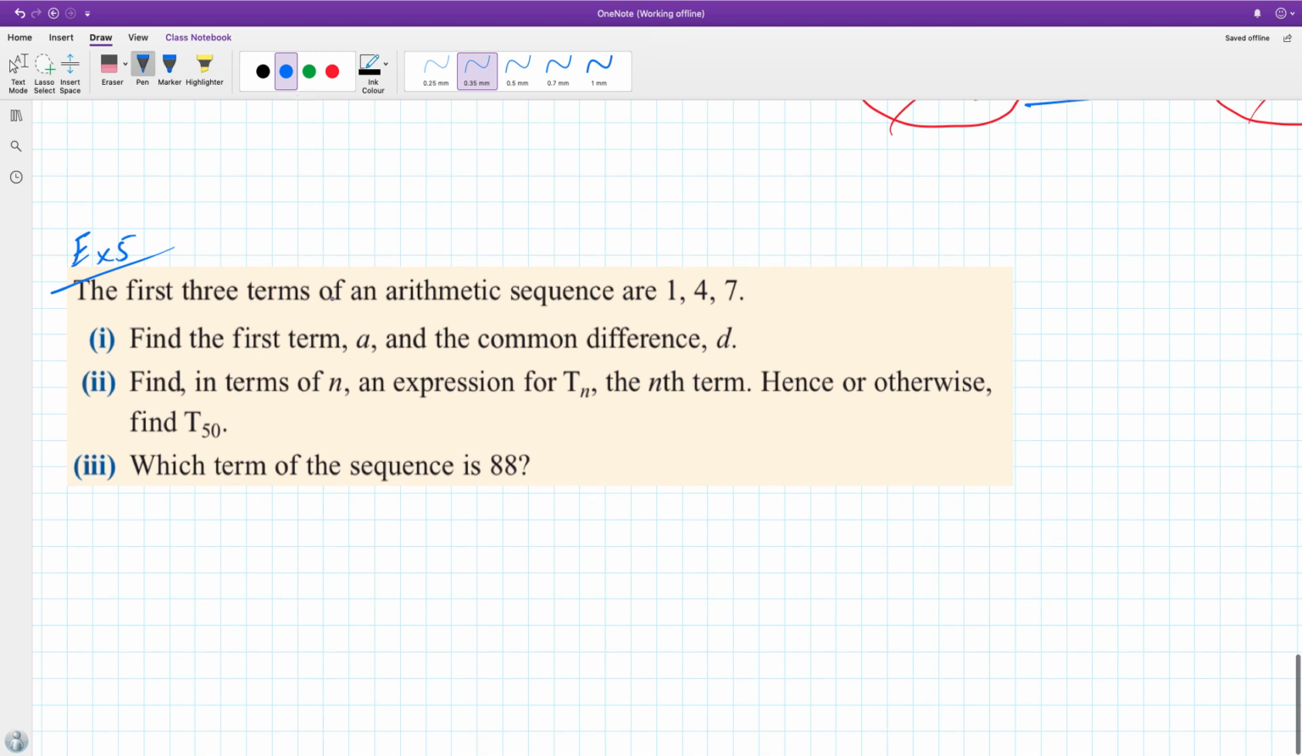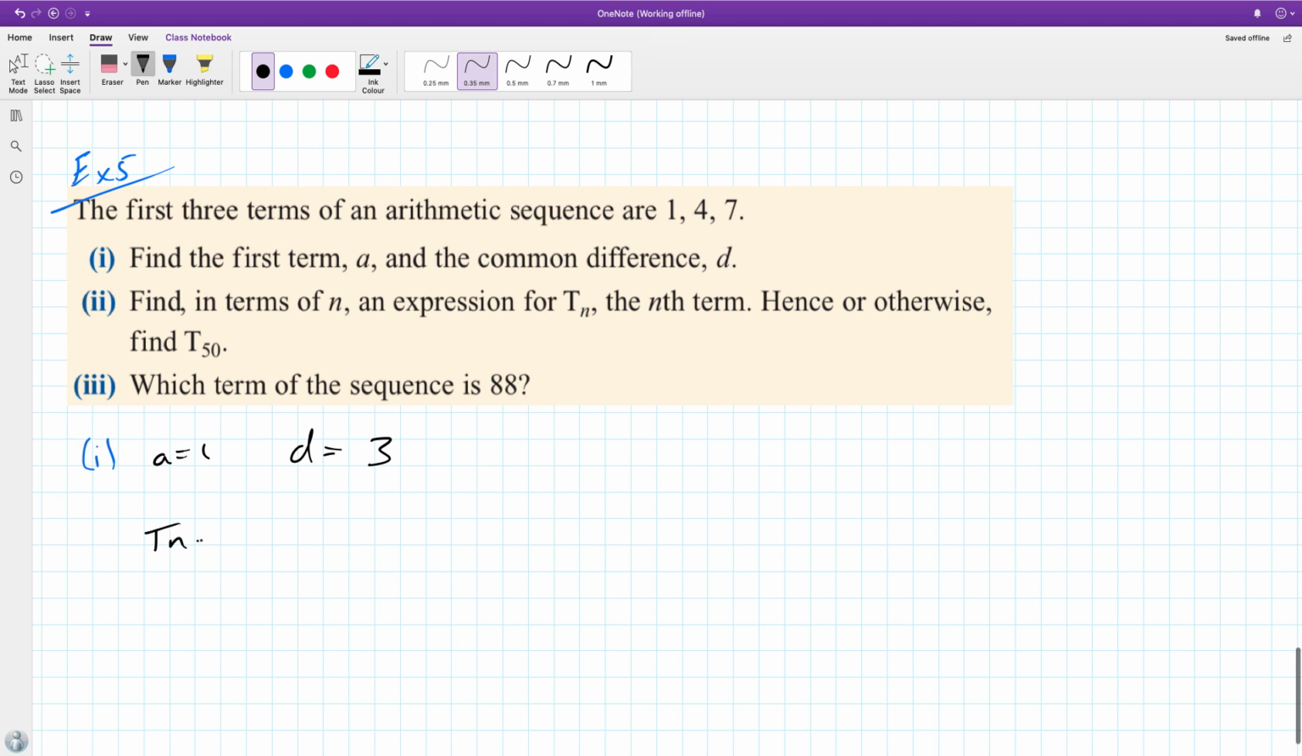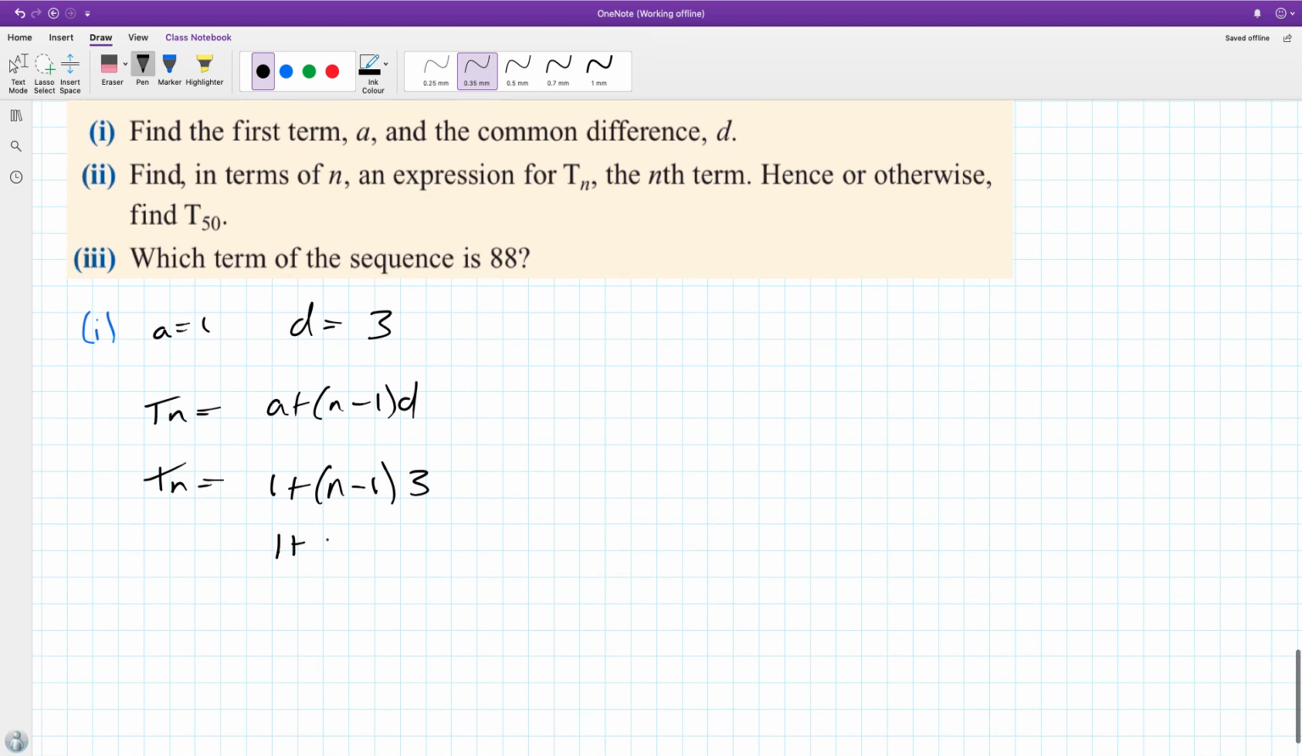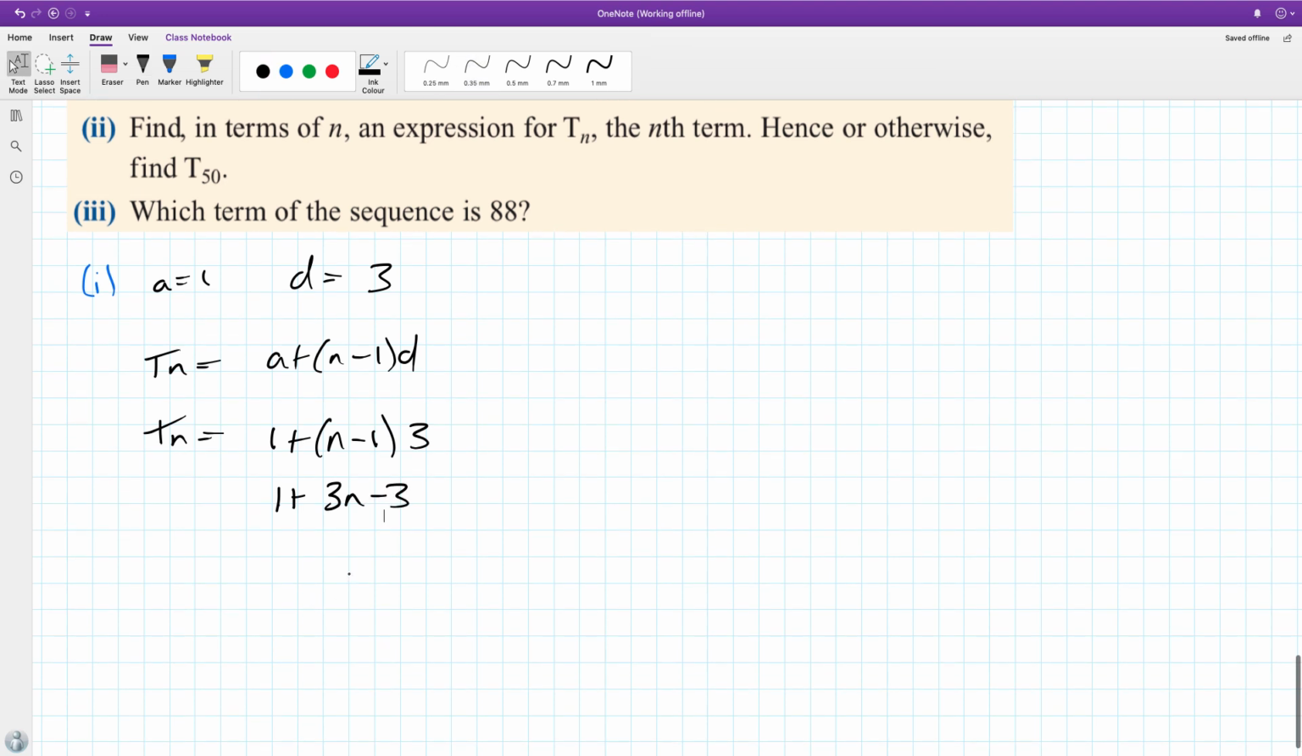Right, let's look at it then. What's A, our first term? A is equal to 1. What's our common difference? 3. Tn is equal to A plus n minus 1 times D. Tn is equal to 1 plus n minus 1 times our common difference, which is 3. 1 plus 3n minus 3. So Tn is equal to 3n minus 2.